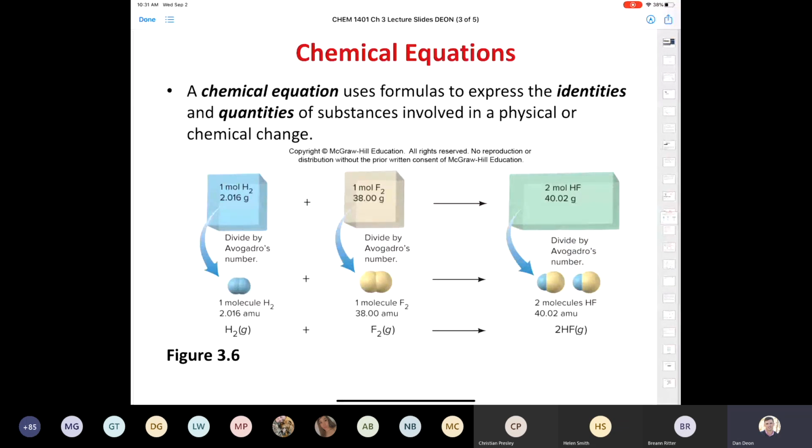Well, that was a little break, and we got 9 minutes left. So let's talk about chemical equations. A student sent me a question about chemical equations, and so I'm going to try to rectify some of those questions that my students might be having about chemical equations. It says here, a chemical equation uses formulas to express the identities and the quantities of substances involved in a physical or a chemical change. And so here's the reaction or the chemical equation that is of interest. It's on the slide, but I'll just kind of highlight it for you.